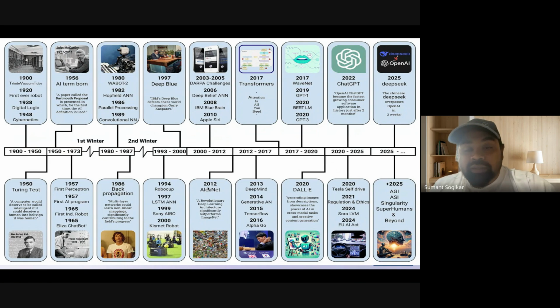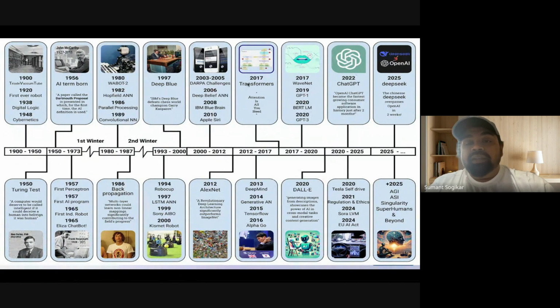In 2012, you had something called AlexNet. This is where deep learning actually started, and where the image recognition part started. Deep learning was able to recognize simple images and give output. Let's say you give an image of a cat, and it's able to recognize whether it's a cat or not. Those kinds of things started in 2012.